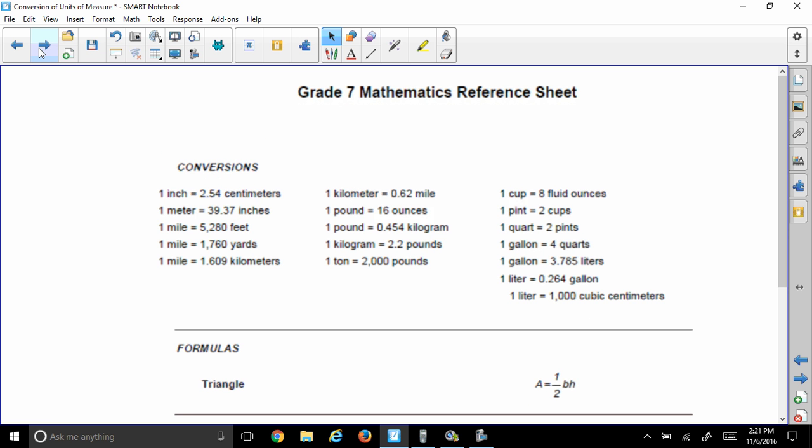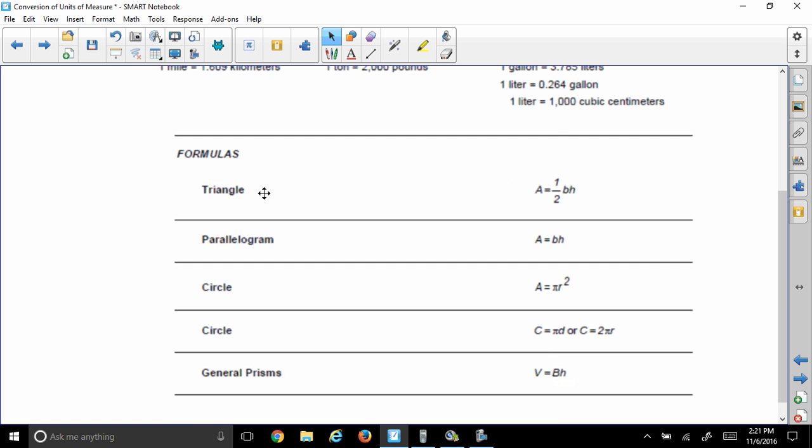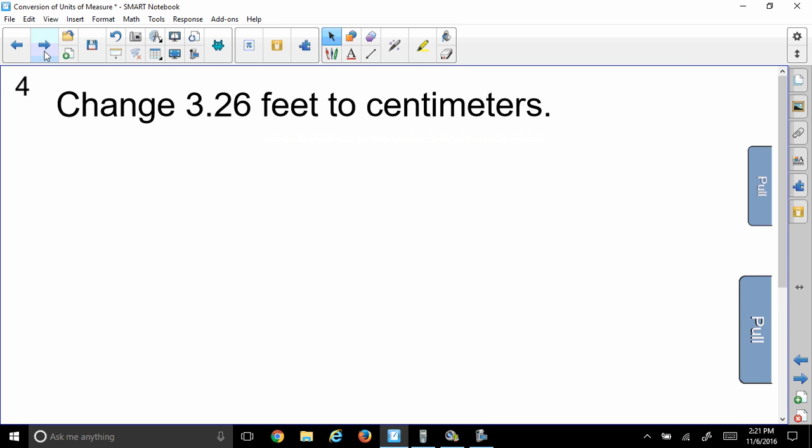Grade 7, you also get a similar sheet as well. The conversions are there, and just a few less formulas in there. I see volume on the bottom. So that's the reference sheet.